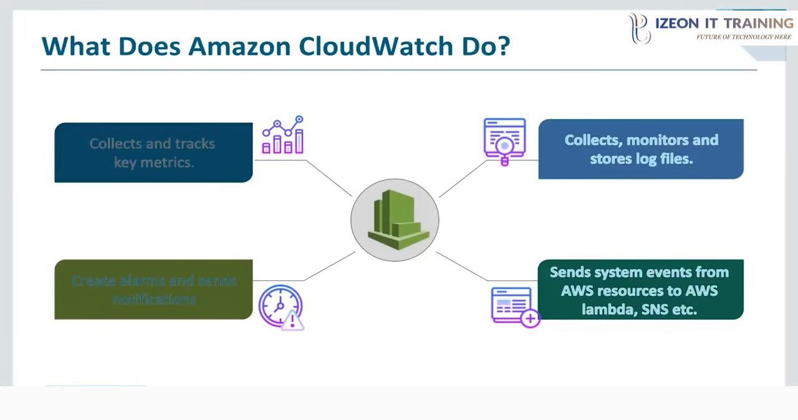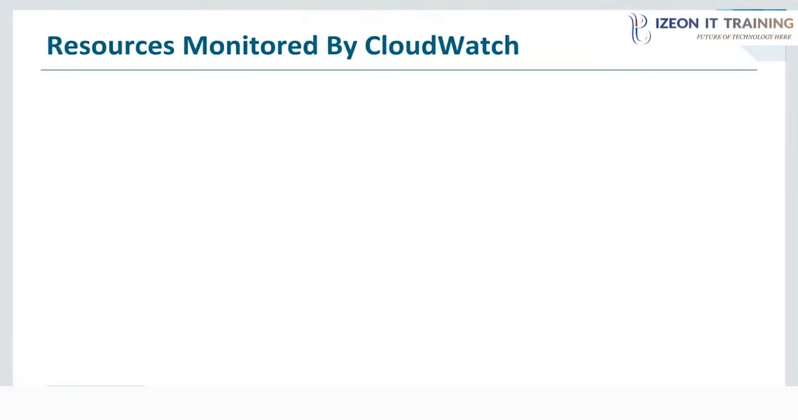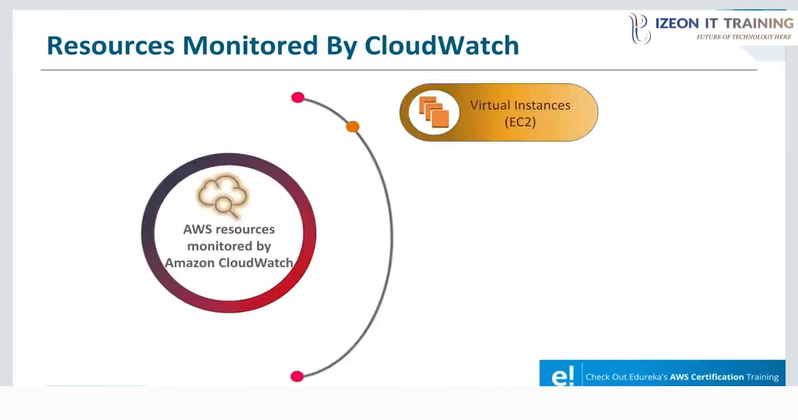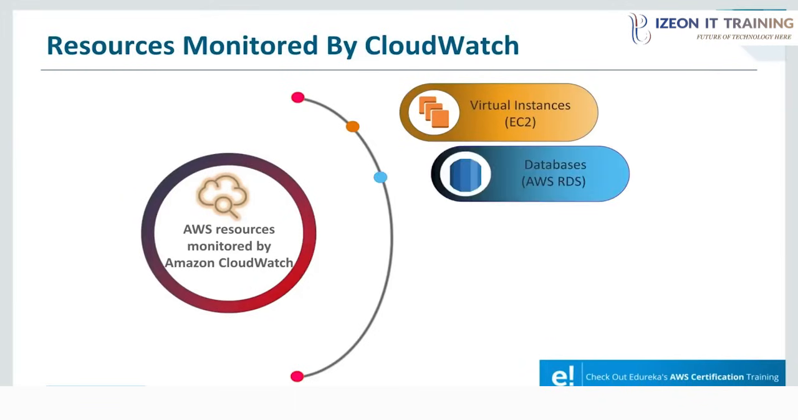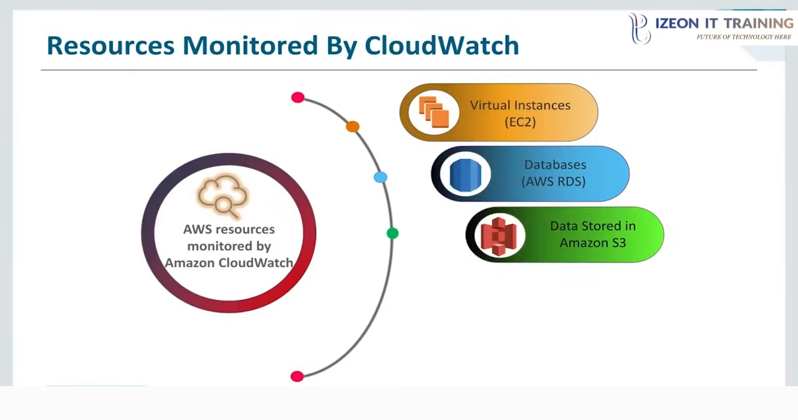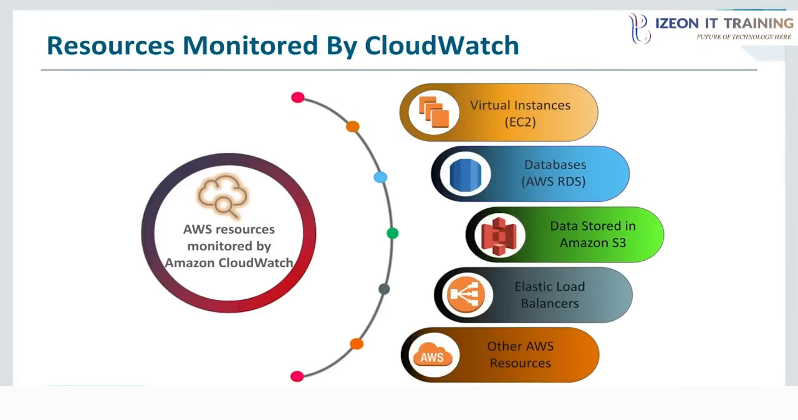So if you have not understood any terms which I've used here, don't worry, we'll get to know more about these terms as we progress through the course of this session. Earlier, I mentioned that Amazon CloudWatch allows administrators to monitor multiple resources and applications from a single console. These resources include virtual instances hosted in Amazon EC2, databases located in Amazon RDS, data stored in Amazon S3, elastic load balancers, and many other resources like auto-scaling groups, Amazon CloudTrail, etc.